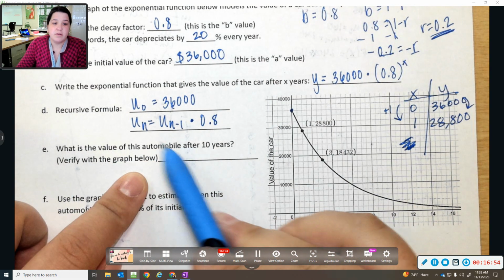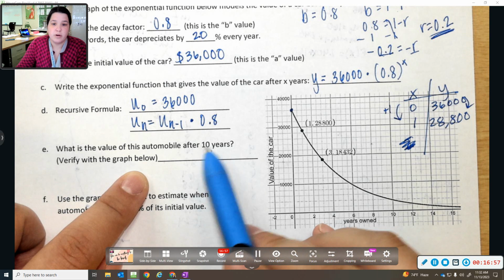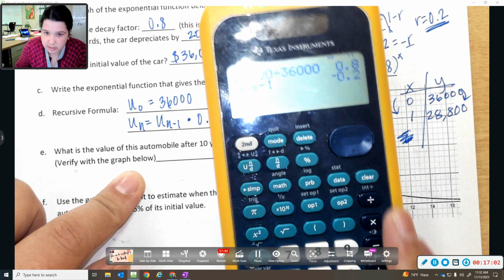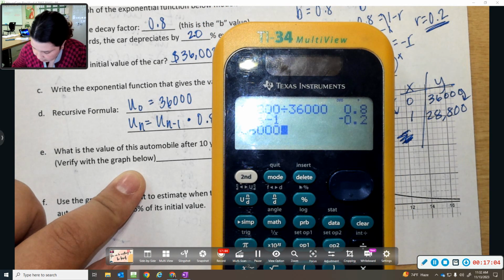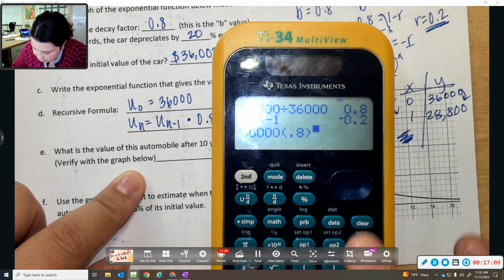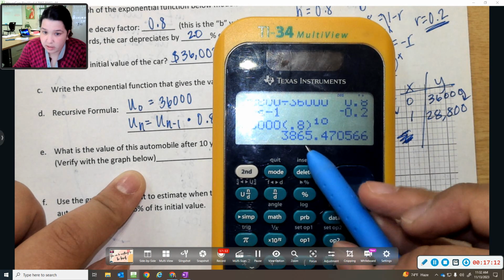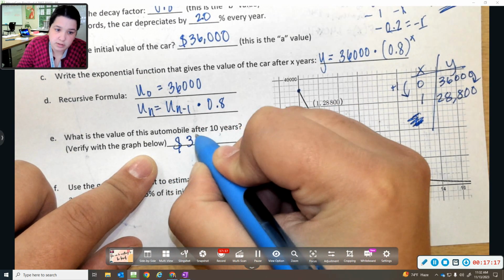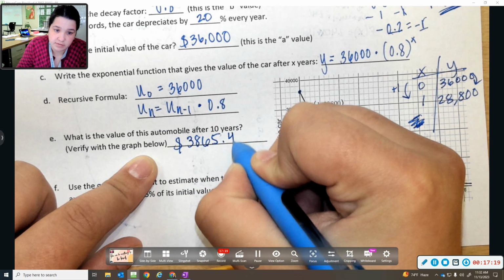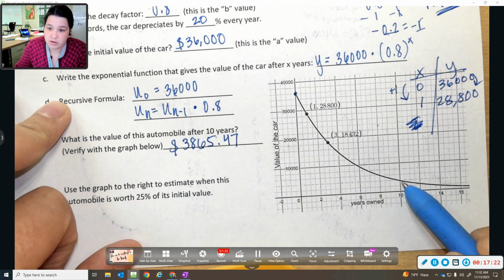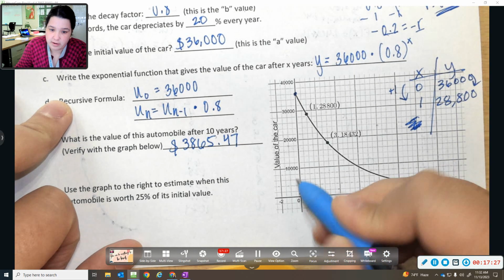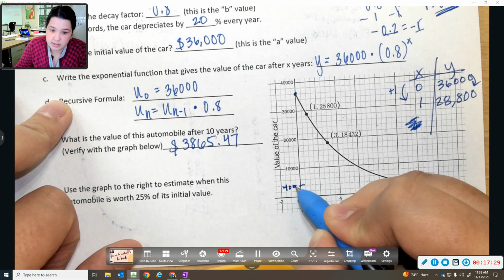What is the value of the automobile after 10 years? Well, we're plugging in 10 for x. So let's go ahead and plug in 36,000 times, in parentheses, 0.8 raised to the 10th power. That is going to be $3,865.47. And then we could check with the graph. All right, it hits right about there. And again, this is 4,000 right here. So it's right under that, and that is accurate.